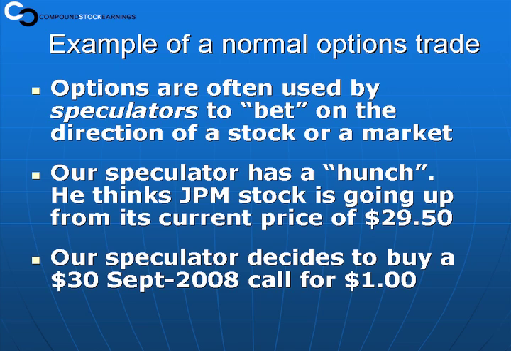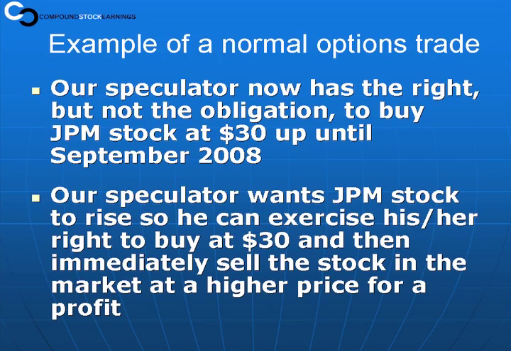Let's say our speculator has a hunch. He thinks JP Morgan stock is going to increase from its current price of $29.50 a share. The speculator decides to buy a $30 September 2008 call for $1 per share. That $1 per share is the per share price of the option. Okay? Each option contract relates to 100 shares. So if he bought one option contract at $1 per share, he would have invested $100 in this trade, right? The speculator now has the right, but not the obligation, to buy JP Morgan stock at a price of $30 up until the expiration date of September 2008.